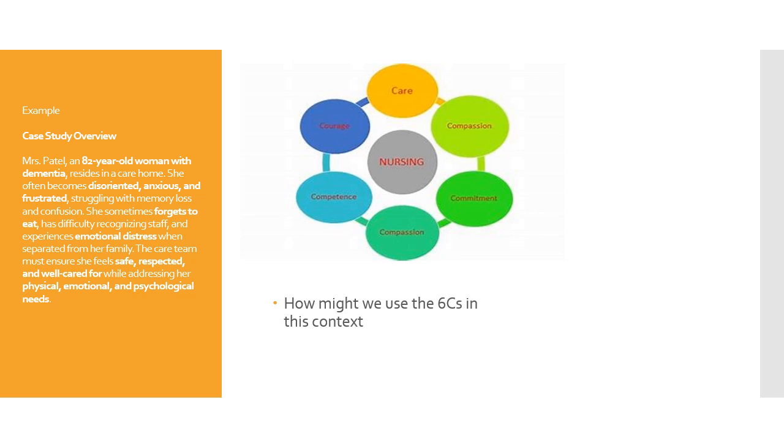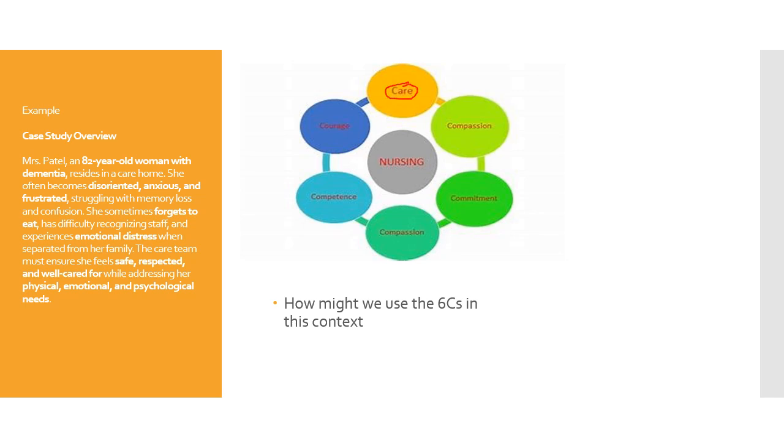For example, if you're given this case study and you're asked to use or explain the six C's in this context, how are you going to do it? I'm going to point out a few of the things here that will help you out in your assignment as well. So, first of all, the first C we can see here, you can check my pointer. The first C is care.